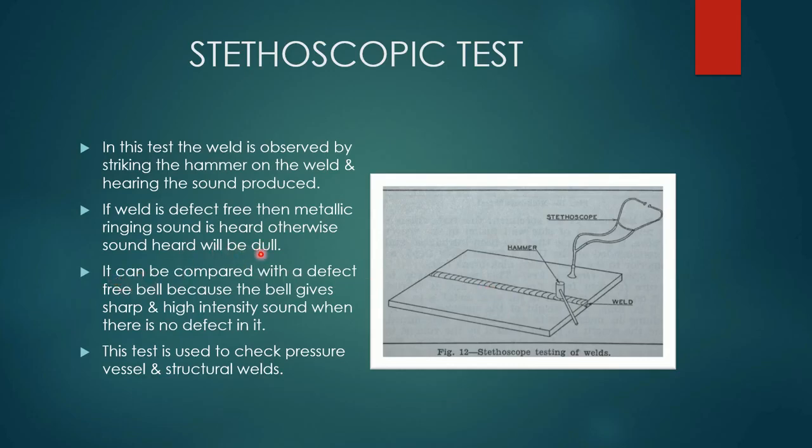And it can be compared with a defect free bell, because the bell gives a sharp and high intensity sound when there is no defect in it. This test is usually used to check pressure vessel and structural welds. This is a simple kind of test.